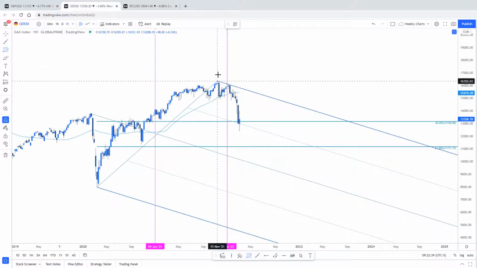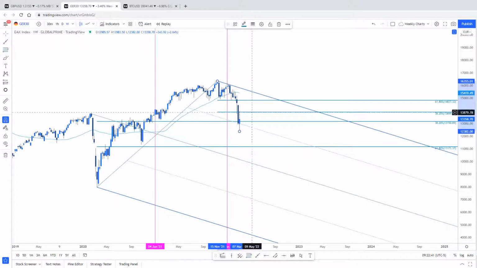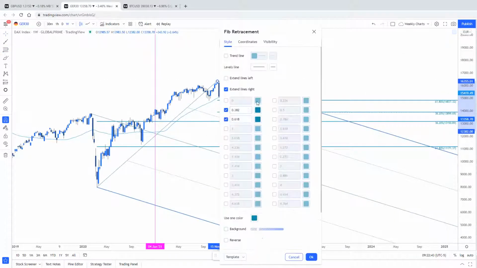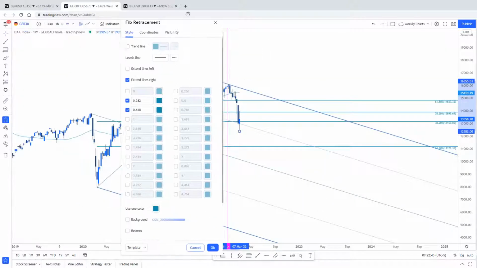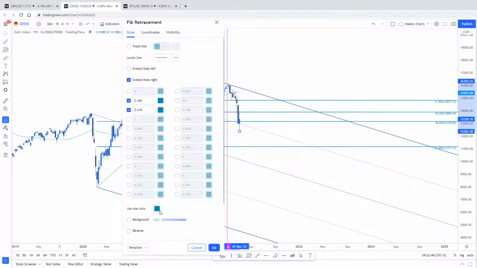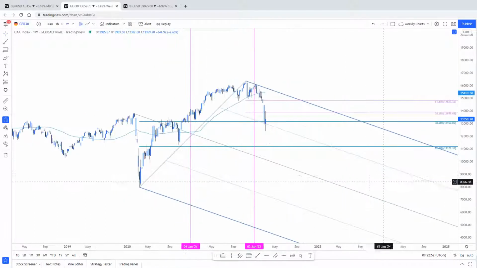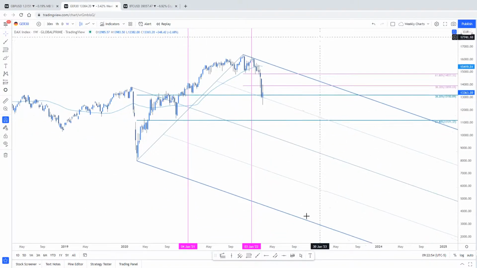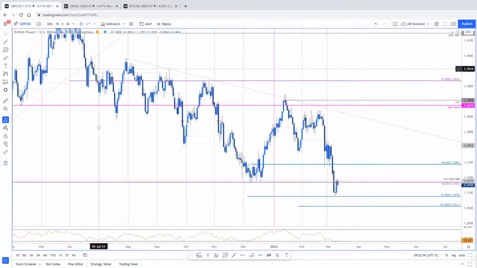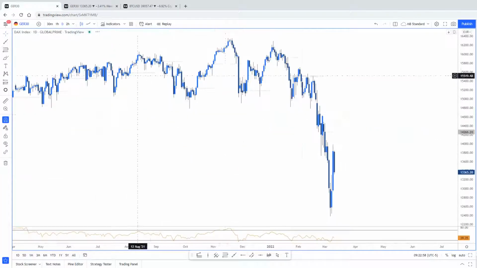This is the weekly, okay? I'm still just going longer term here for you. 38.2, near-term resistance. Okay, keep that there. Okay, let me see what it looks like on the daily chart.